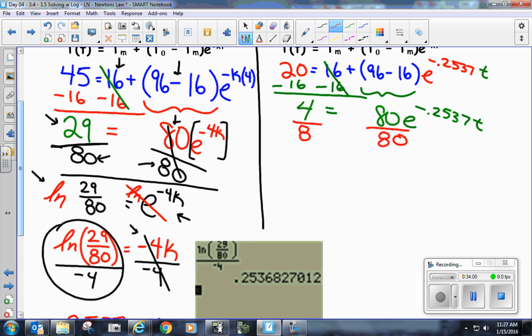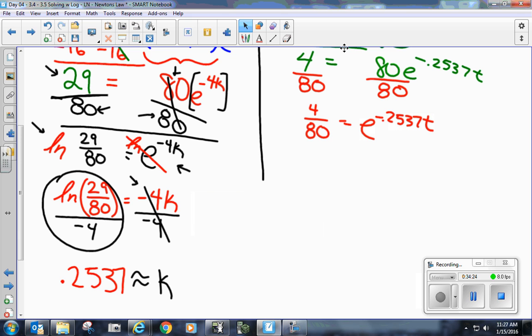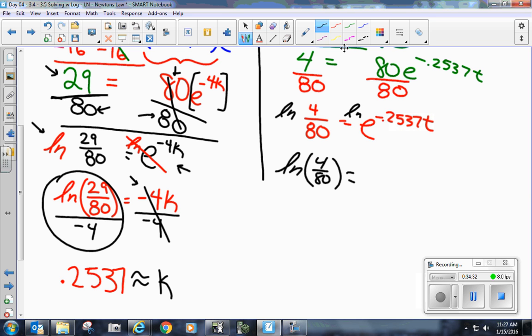You can leave this 80 over 4, or you can change it to 1 over 20 because it reduces, but it's up to you. I'll leave it 4 over 80 equals E to the negative 0.2537T. Alright? Natural log. So I take the natural log of this side and the natural log of this side. The natural log of 4 over 80 equals what? They cancel. That's the last step.